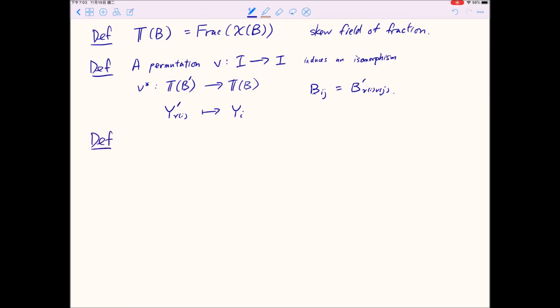The non-trivial one will be the mutations. So if you have a standard quiver mutation, then it will induce a homomorphism.